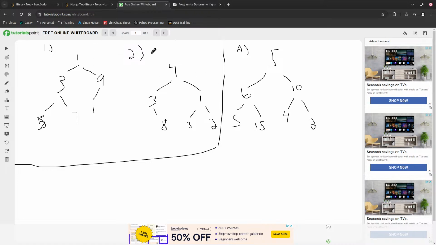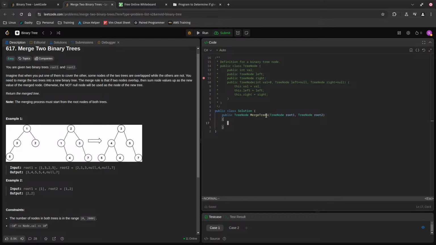I feel like we'll just need to do a double check. So like if root 1 is not equal to null, or root 2 is not equal to null. Yeah, let's try something like that.